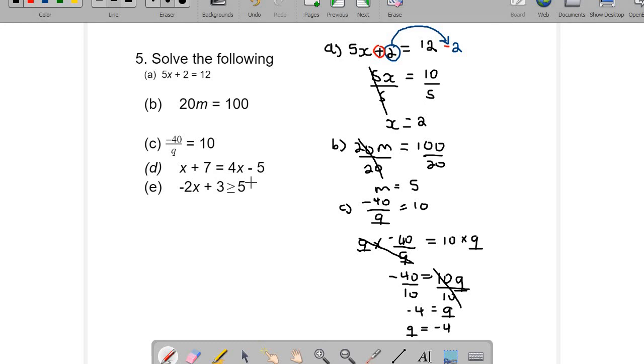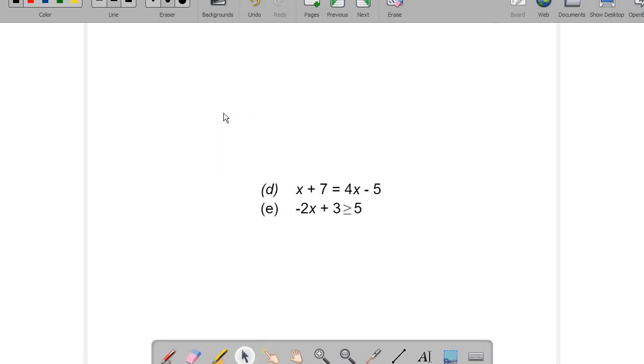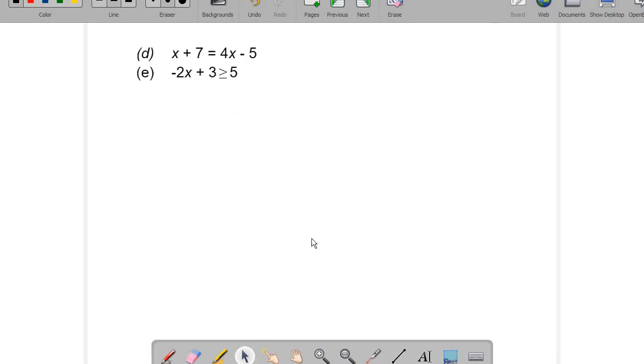Okay, so for question D, what do you do when you have more than one term with the same variable? Now, all we have to do is get our like terms on one side of the equation.